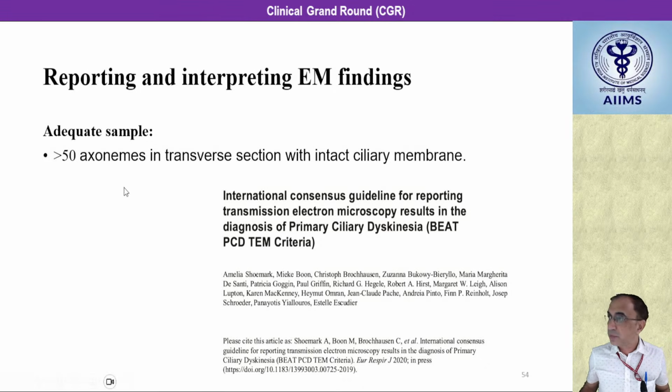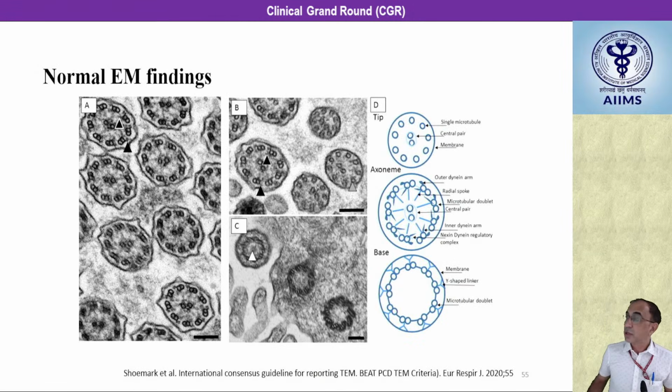So this is the reporting and interpretation of EM findings. Recently, in 2021, there are guidelines: the international consensus guidelines for reporting EM, the BEAT-PCD TEM criteria. To have an adequate sample, we need at least 50 cilia in the transverse sections, as mentioned by Akshita. So as per the guidelines, these are normal EM findings.